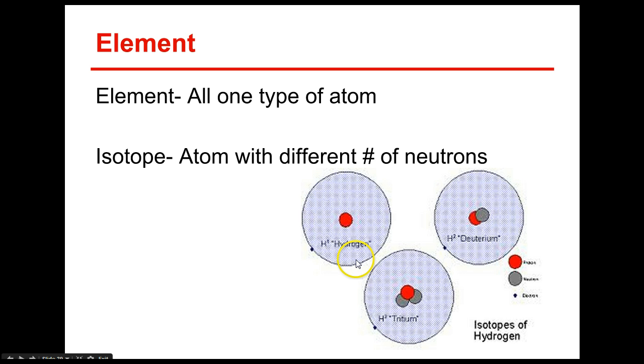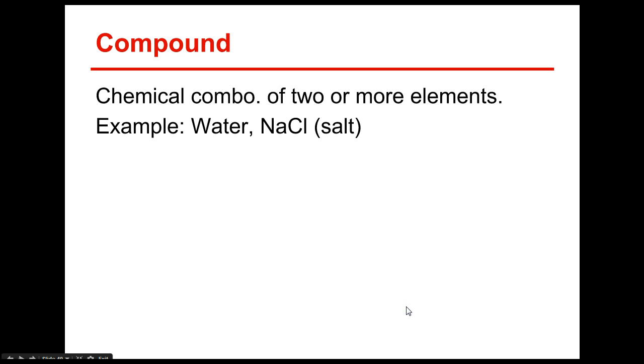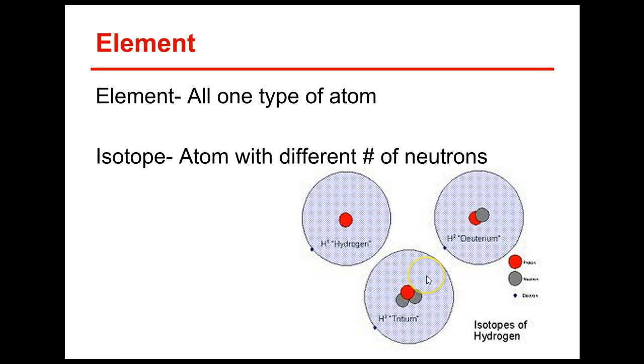Now this example, we can tell that it's hydrogen. Remember, hydrogen's number on the periodic table is 1 because it has 1 proton and 1 electron. 1 is hydrogen. We can also tell this is hydrogen. 1 proton, 1 electron. This third one, also hydrogen. 1 proton, 1 electron. You can see the difference is that these have different numbers of neutrons.